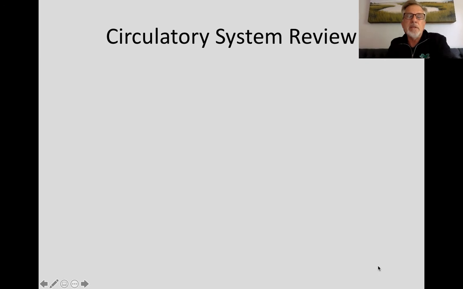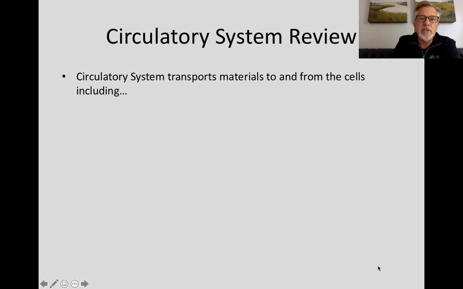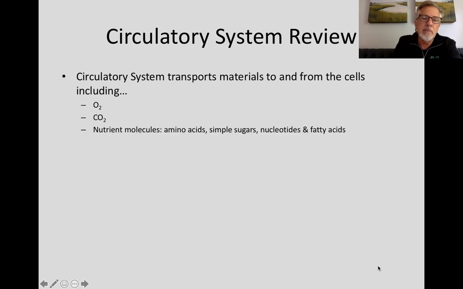So that's it for today. Let's look at what we've reviewed in the entire circulatory system. The circulatory system is responsible for transporting materials to and from the cells, and these materials include oxygen, carbon dioxide, nutrient molecules, or the building block molecules, hormones, which we haven't talked about but are chemical messengers made by the body, and we should also mention waste products.